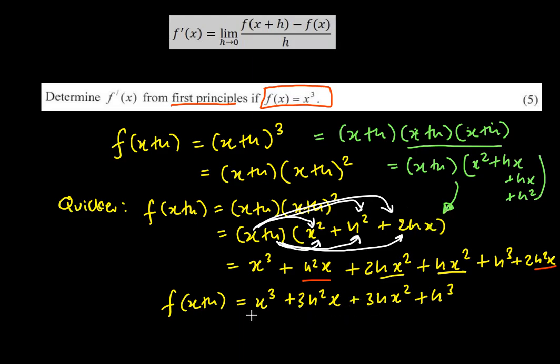All right, so now that we have our f of x plus h, let's remember what is our f of x. Our f of x is x cubed. So this is what we needed to find, and then this is what we needed to find. All we simply do now is to substitute into the formula, because now we have that, and then we also have that. Okay, so we're quickly going to do that.